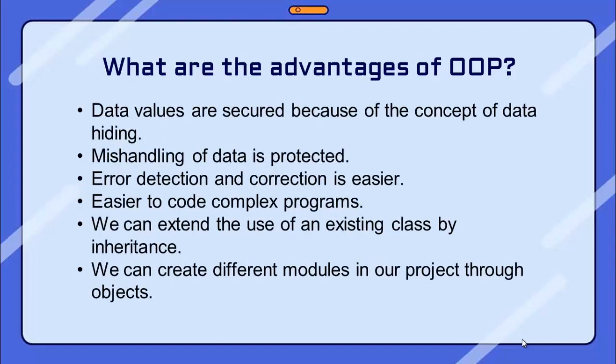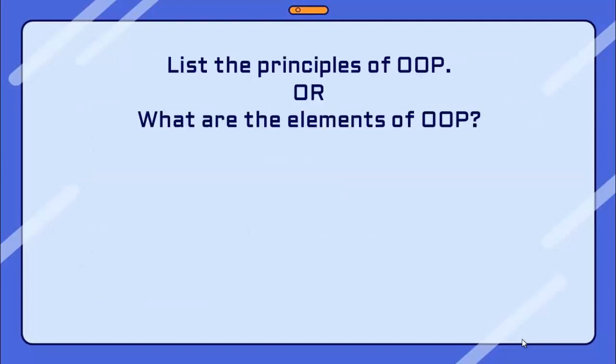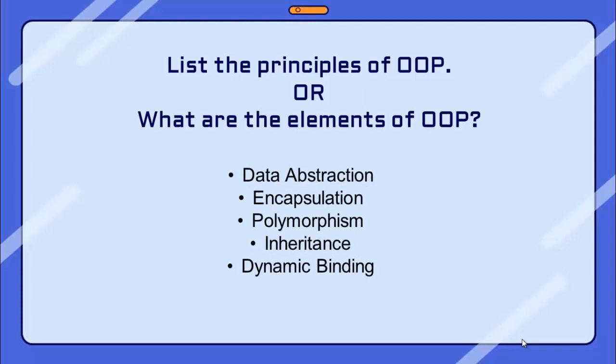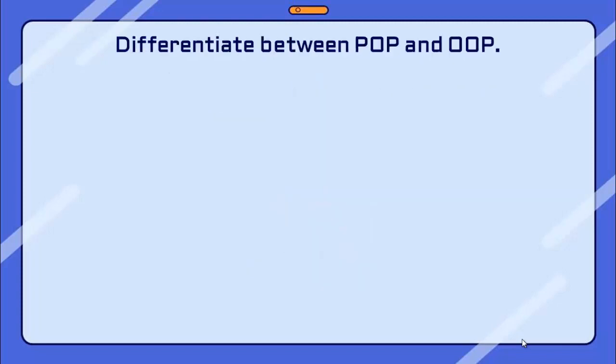What are the advantages of OOP? Data values are secured, mishandling of data is protected, error detection and correction is easier, easier to code complex programs. We can extend the use of a class by using inheritance. Creation of different modules in a project through the objects is possible here. The principles of object-oriented programming are data abstraction, encapsulation, polymorphism, inheritance, dynamic binding. The other way they will ask is: what are the elements of OOPS?